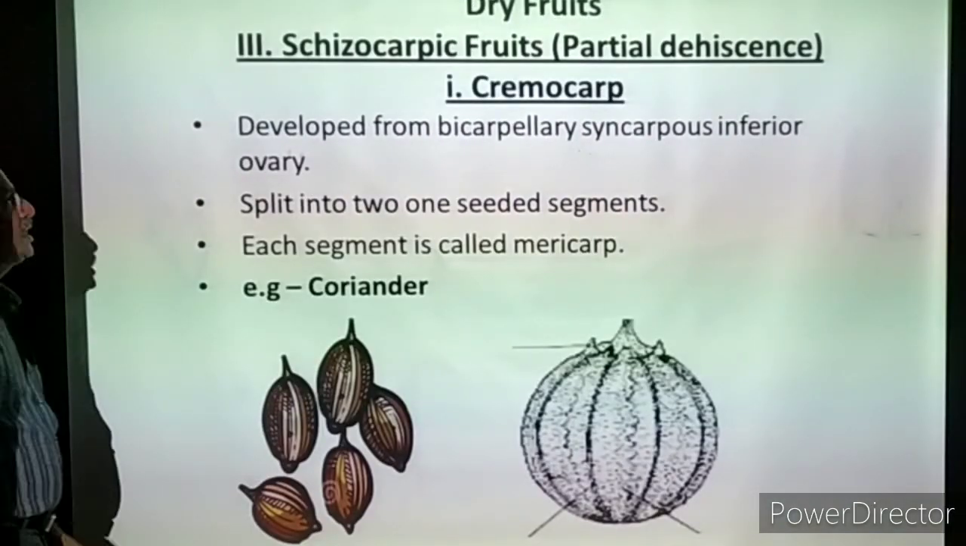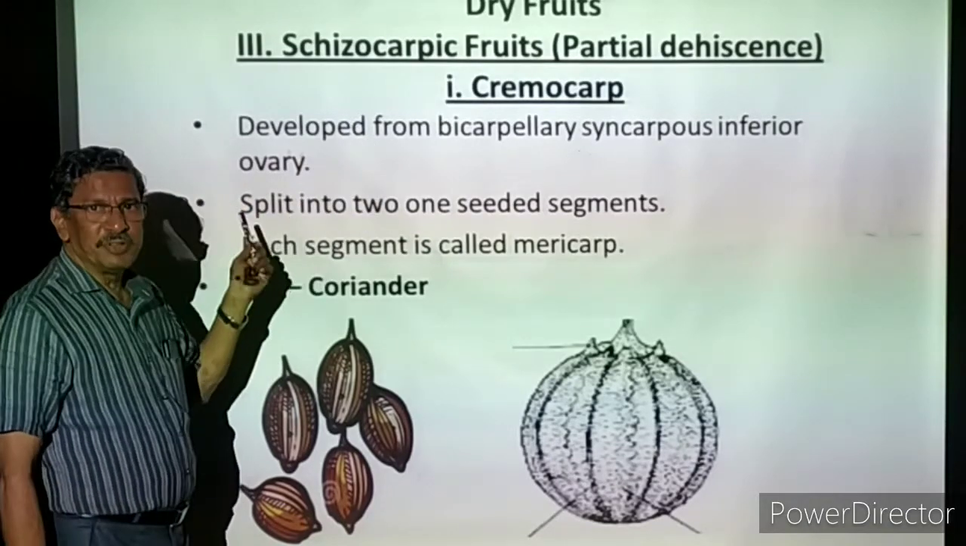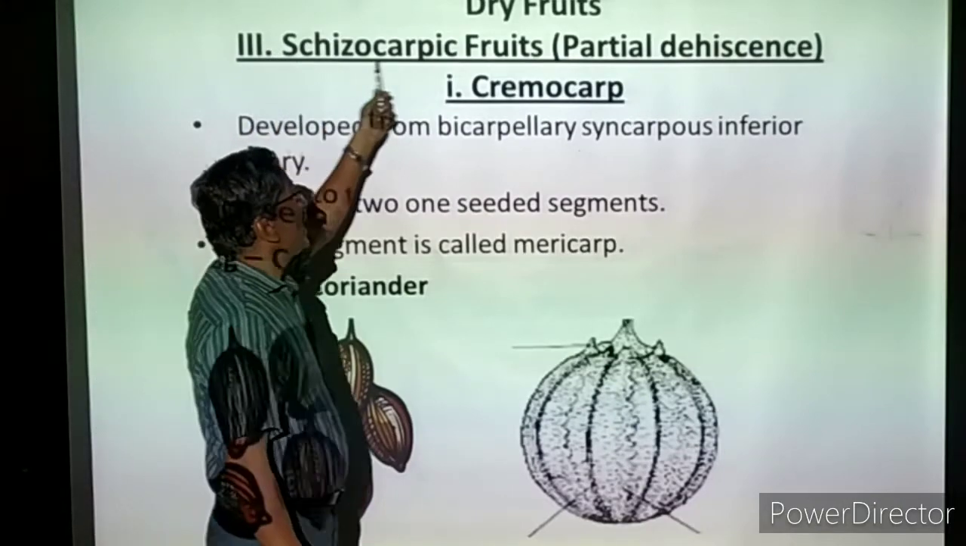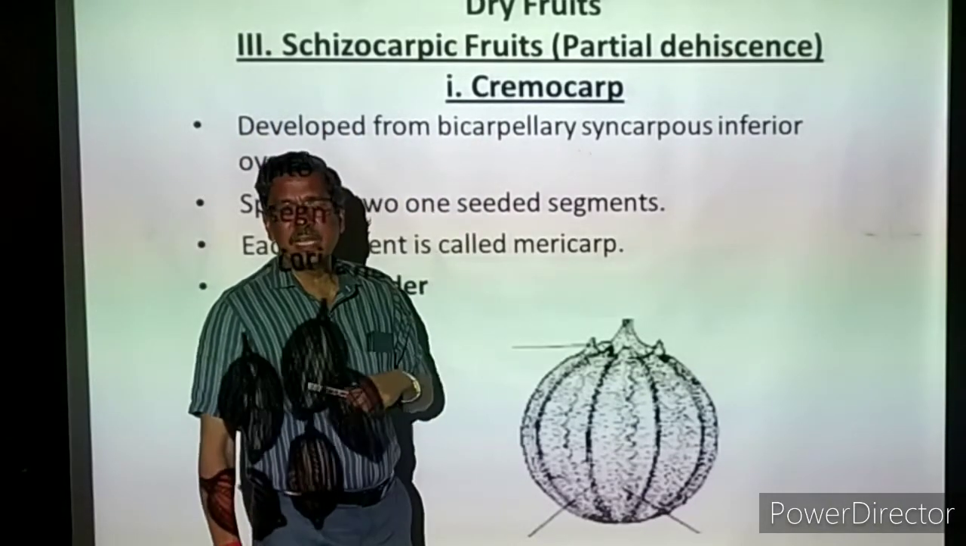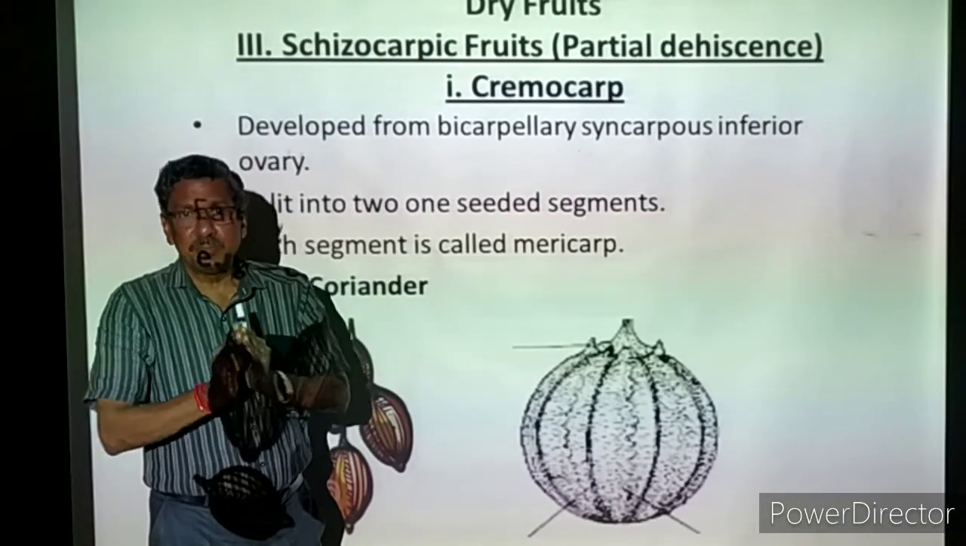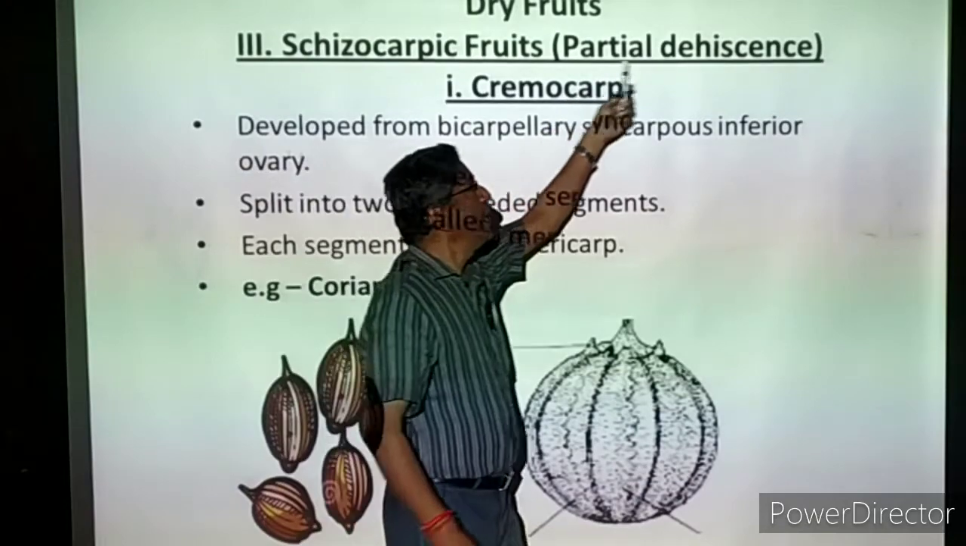That's all. We are coming to the next one, dry fruits. The third type, dry dehiscent, we have completed. Dry indehiscent also we have completed. We are coming to the schizocarpic fruit. What is the meaning of schizocarpic? I already told you. The pericarp is drying and bursting, but partial bursting. Partial dehiscence.